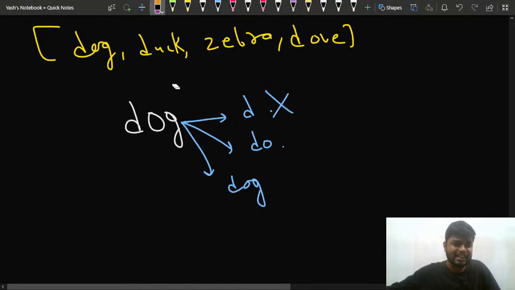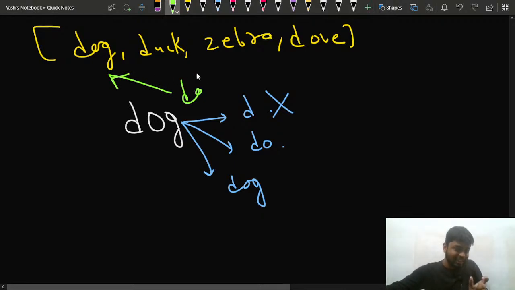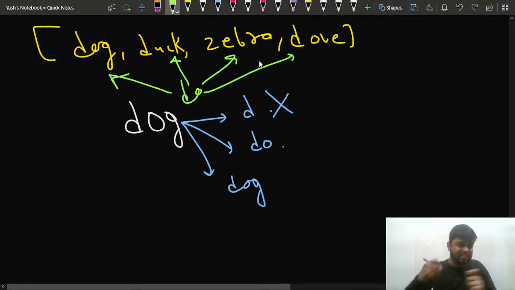So what I'm doing is basically comparing "do" with every other word. Do is of size 2, so I'm comparing it with the starting two letters of this word, the starting two letters of this one, and the starting letters of dove. So that's how I'm comparing.